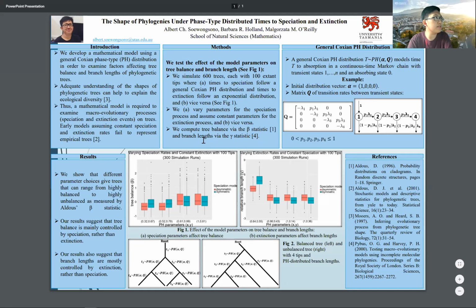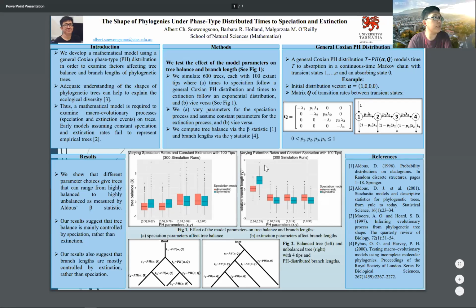And then you have the branch length quantified by this statistic known as the gamma statistic. That indicates whether you have a slowdown in diversification or an increasing diversification in your phylogenetic tree. So these are the simulations. The figure on the left is where we have the time to speciation drawn from phase type, while time to extinction follows exponential. We can see some slight changes in the beta statistic, but that is not the case for the gamma statistic for the branch length.